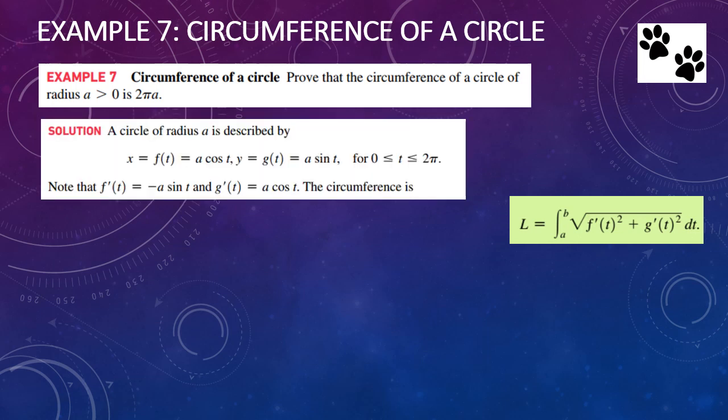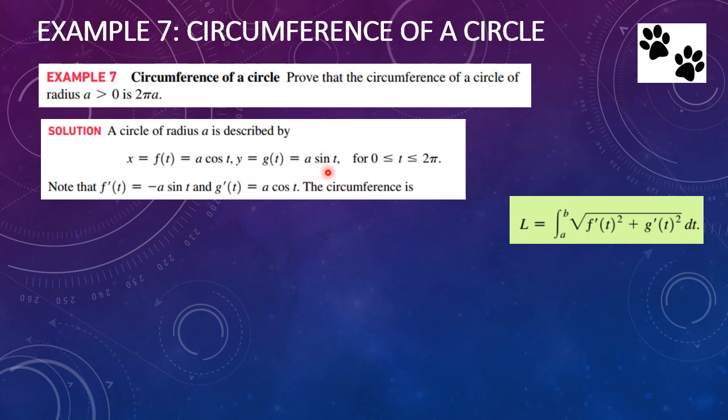We know from example 2 in this lecture that a circle of radius a is described parametrically by x equals f of t, which equals a cosine t, and y equals g of t, which equals a sine t, for t between 0 and 2 pi. If we take the derivative of a cosine t, we get negative a sine t, and if we take the derivative of g of t, we get a cosine t.